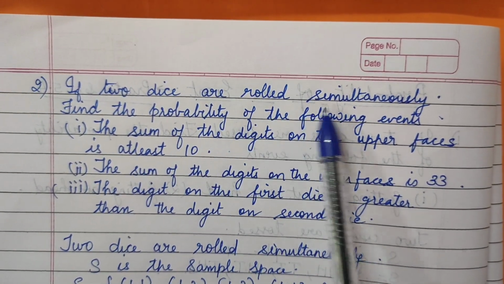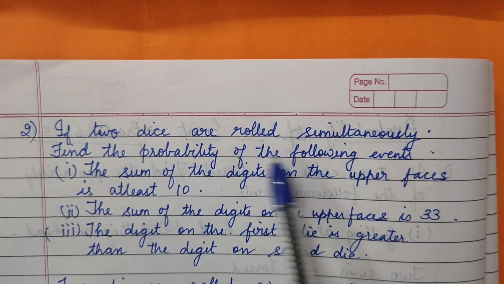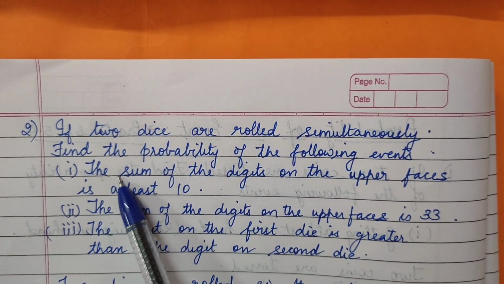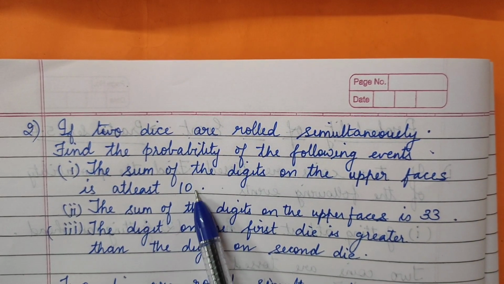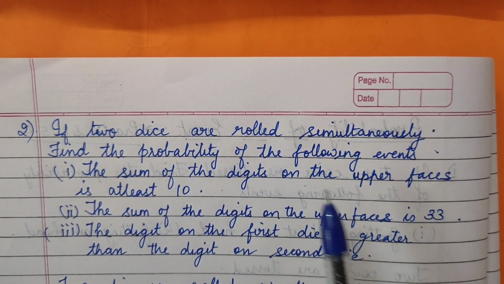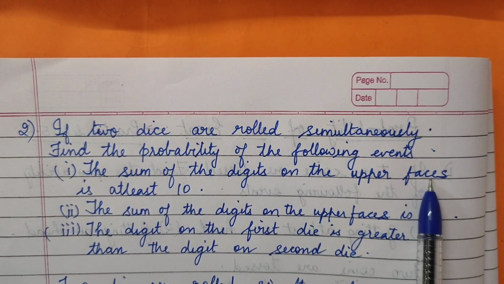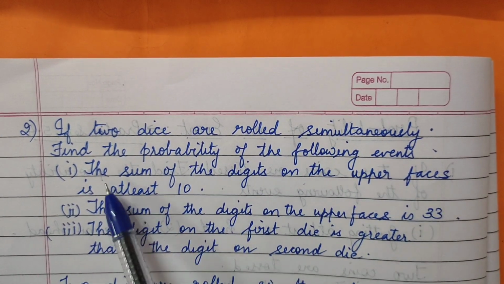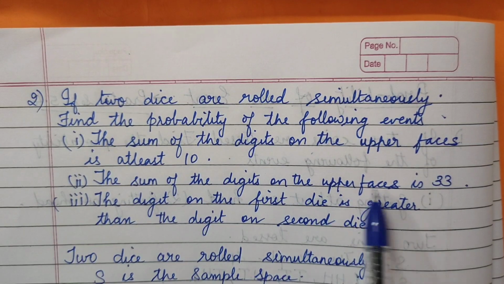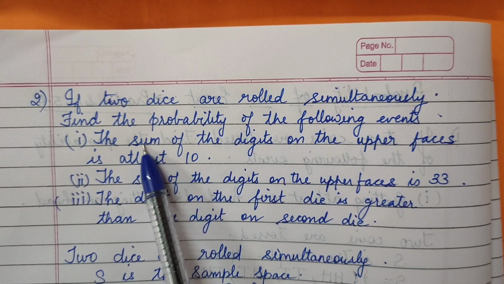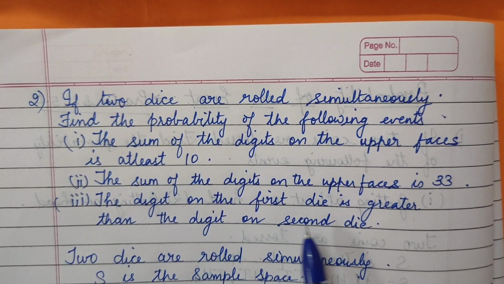If 2 dice are rolled simultaneously, it is said 2 dice are being rolled. Find the probability of the following events. The first one is the sum of the digits on the upper faces is at least 10. See my dear, whatever sample space we are writing, there we are writing only the upper faces, so you don't get confused. The second is the sum of the digits on the upper face is 3. Sum means addition. The third is the digit on the first die is greater than the digit on the second die.